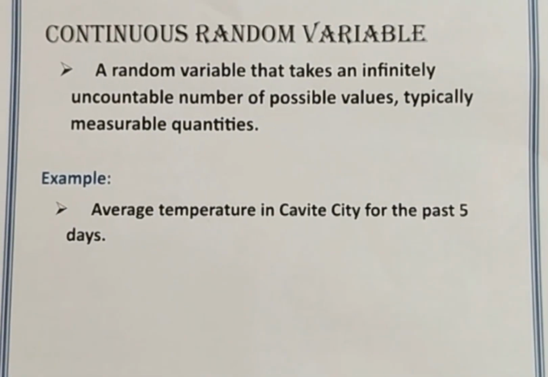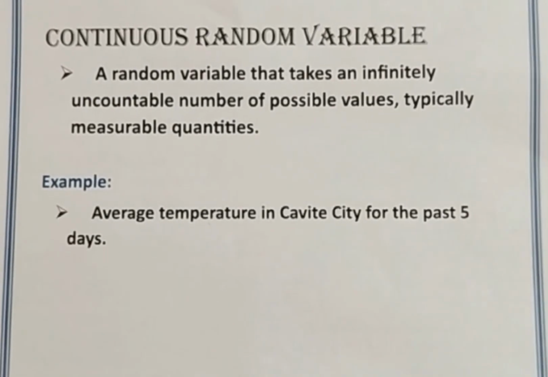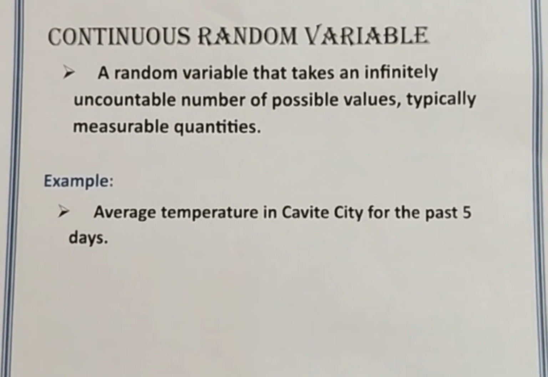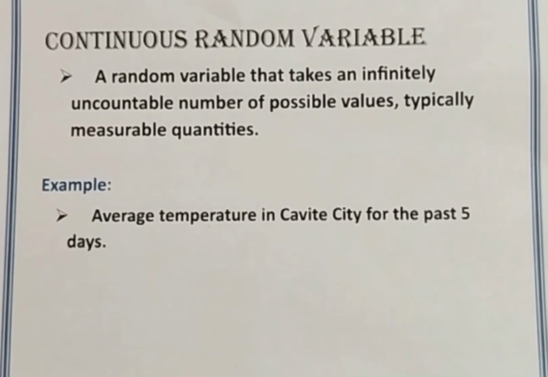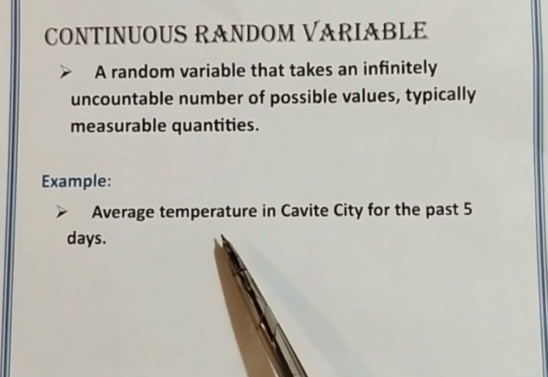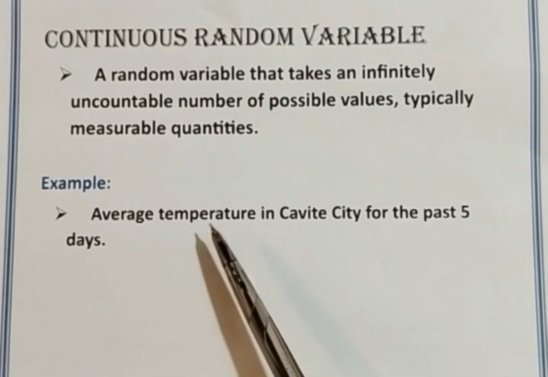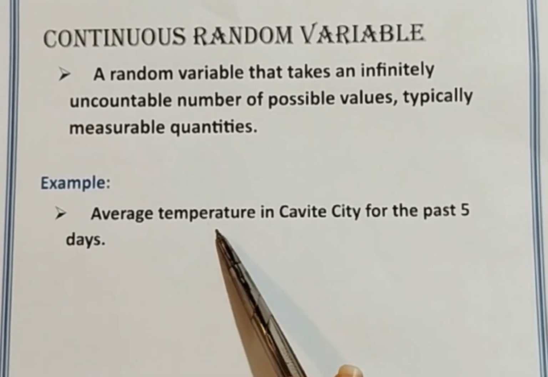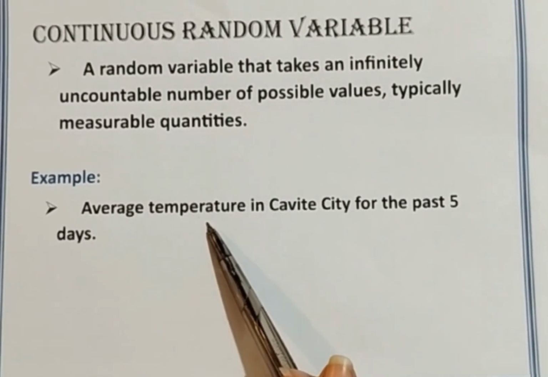Continuous random variable. A random variable that takes an infinitely uncountable number of possible values, typically measurable quantities, so it is all about measured data, like for example, average temperature in Cavite City for the past 5 days. Temperature is measured on a continuous scale such as Celsius or Fahrenheit.